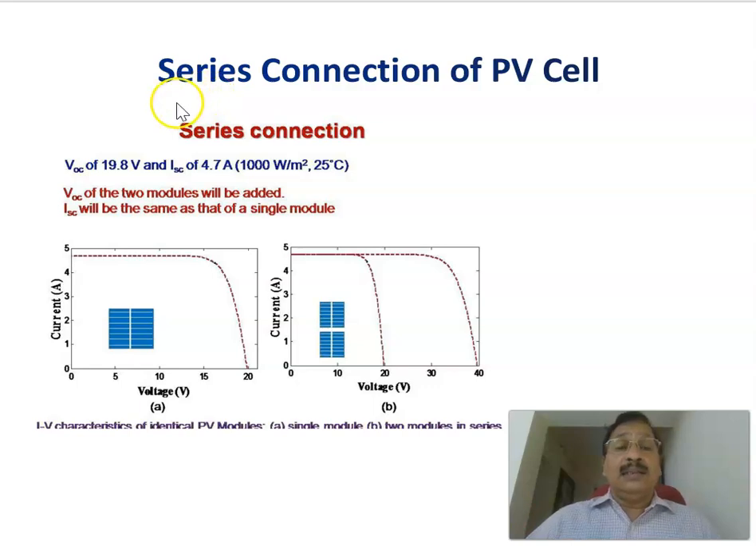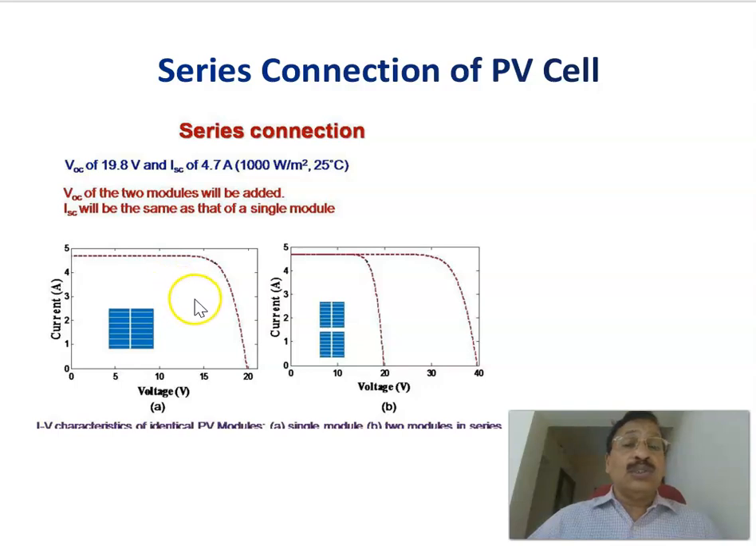Now let us see the connection of PV cells in series, and then we'll see parallel. The series connection of PV cells. Here we can see the IV characteristics of a solar cell, current versus voltage characteristics. This is called the short circuit current and this is called the open circuit voltage.